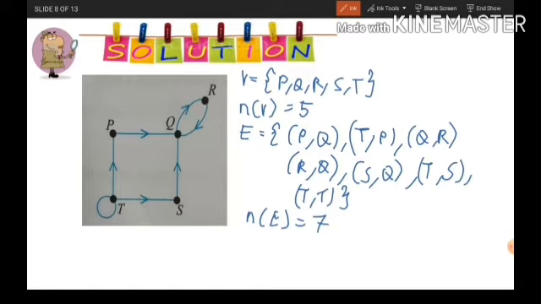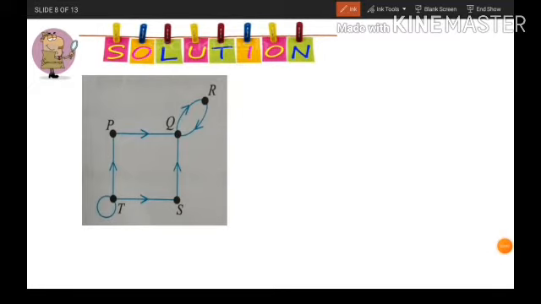Now I'm going to show you how to find the sum of degrees. It is a little different from the undirected graph. I'm going to erase this because I need some space. For a directed graph, you have to write like this: degree in for P and degree out for P. You have to write it for all vertices.